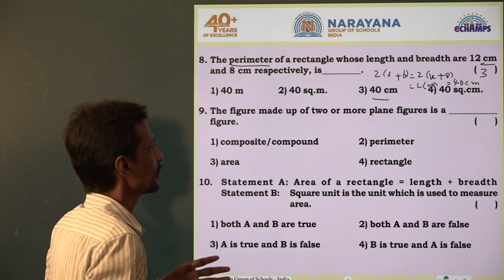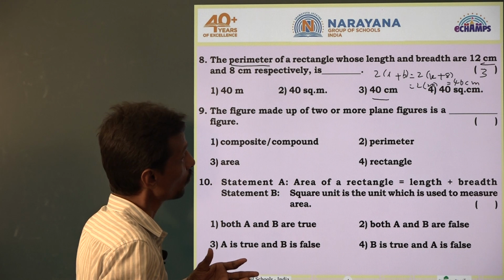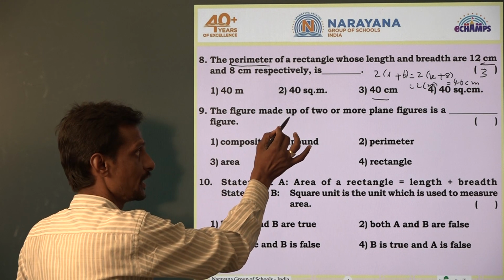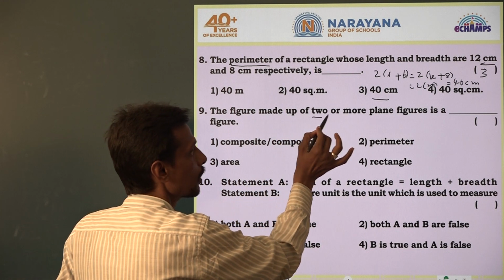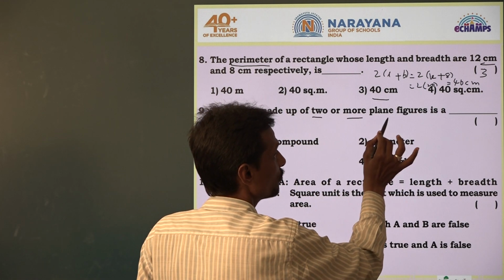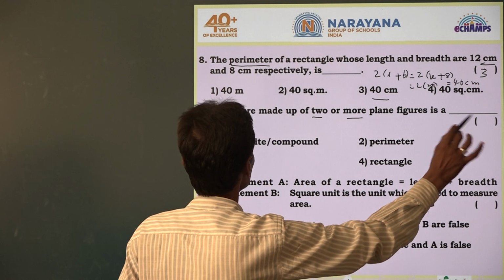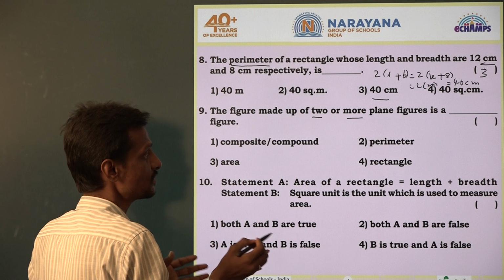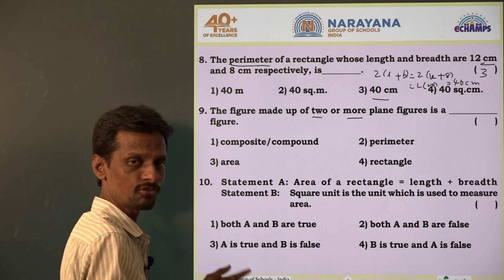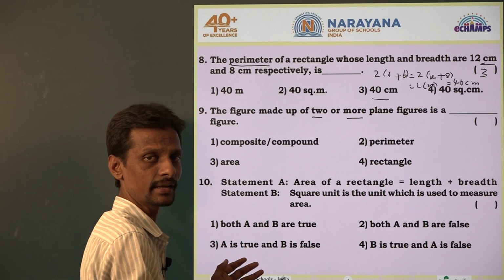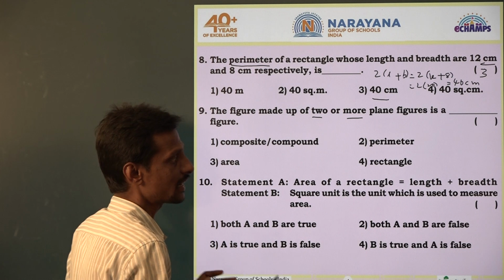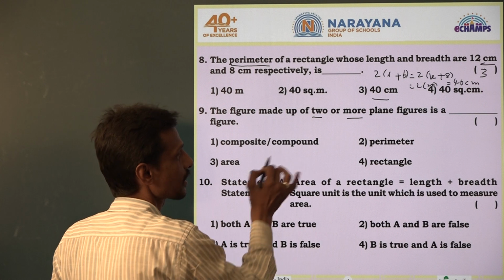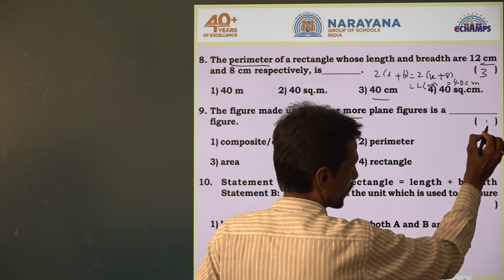Next, ninth one. The figure made up of 2 or more plane figures is called dash figure. Say that what the figure name means, 2 or more plane figures we have taken and made up another figure. That is, the first option, composite or compound. Here the first option is correct.